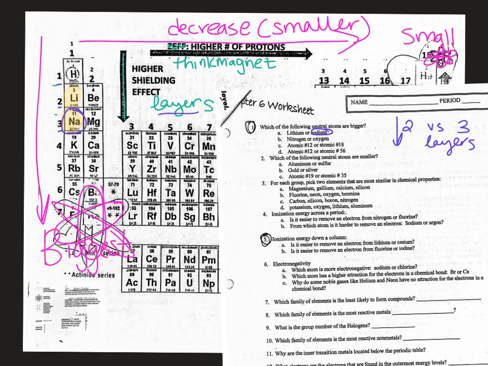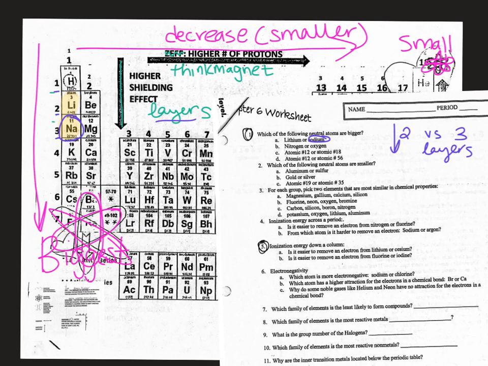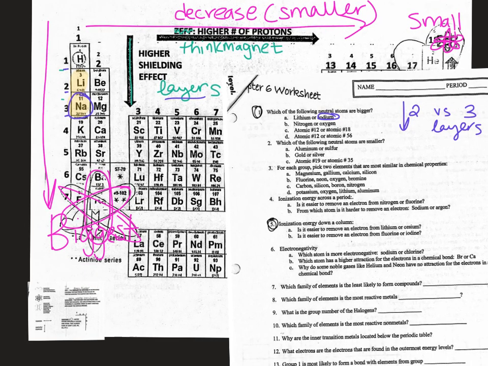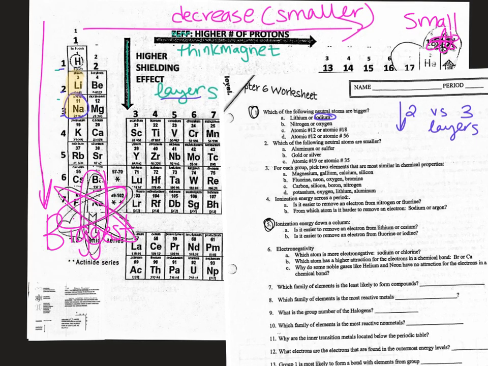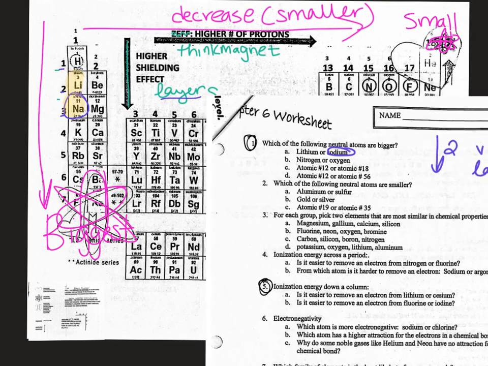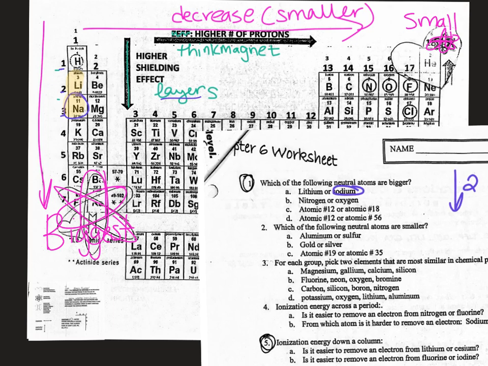Let's look at the next one. We have nitrogen and oxygen. So our next example is going to be talking about nitrogen or oxygen. So let's find nitrogen and oxygen on our periodic table. So we have, here's nitrogen, here's oxygen, okay? So we want to, once again, figure out which one is bigger.